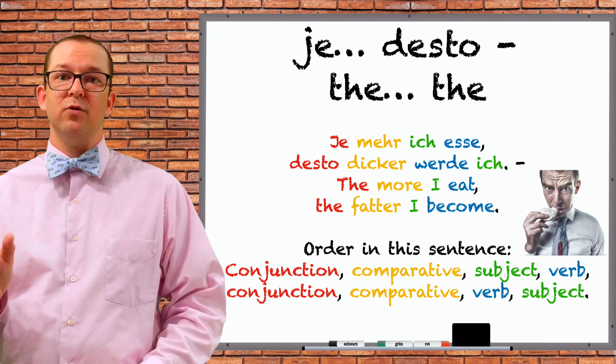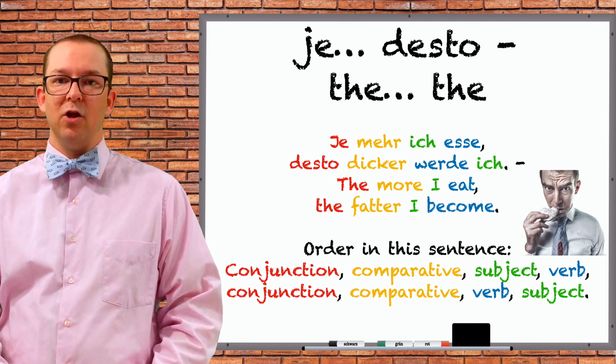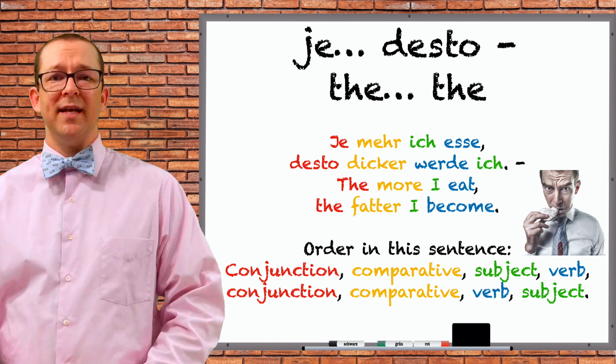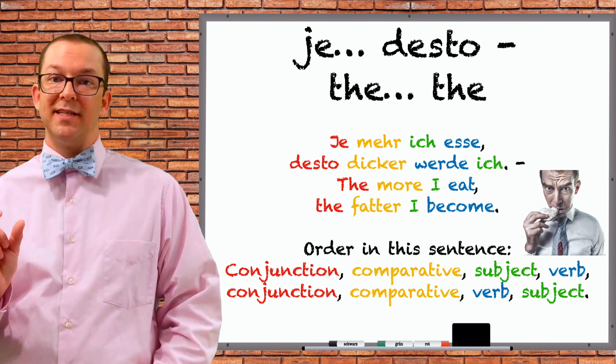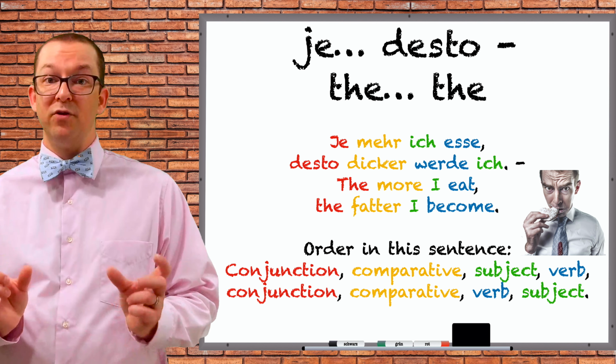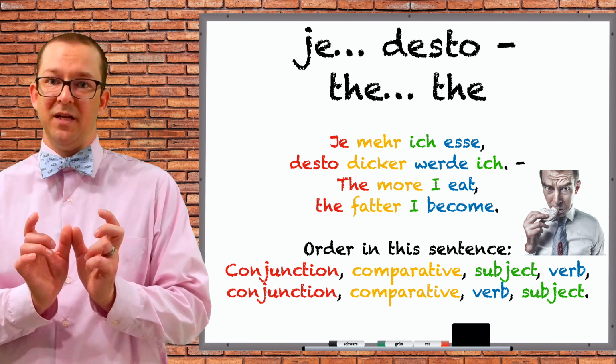Notice that the verb goes after the comparative form in the second clause. This is why werde is after dicker. When a subordinating conjunction is used in the first clause, as je is in these examples, the conjugated form of the verb in both clauses is next to the comma in the middle of the sentence.